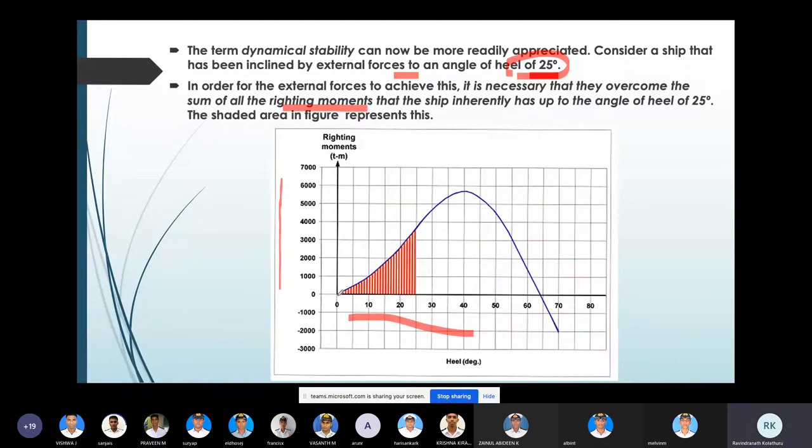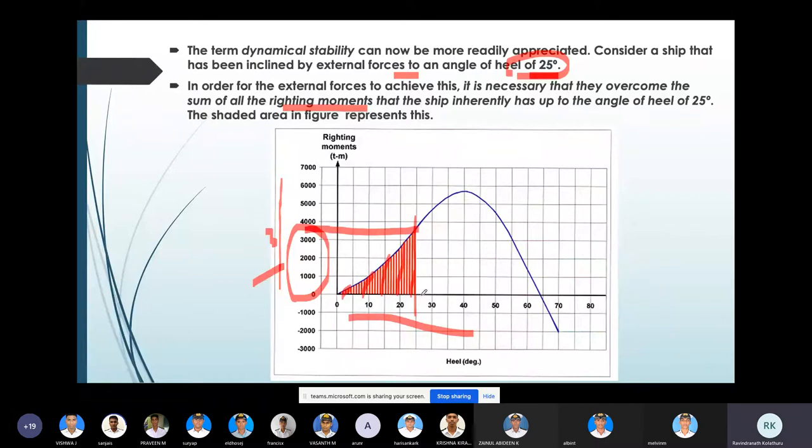So your vessel is heeled up to 25 degrees. I drop a vertical here. Now, from 0 to 25, this area is the amount of work done, or this is the dynamical stability. So if you want to calculate the work done, if you draw a horizontal here, it is up to somewhere around 3,500. So it is the sum of the moments from 0 to 3,500. The sum of all the righting moments will give you the dynamical stability. So it is basically the area under the righting moment curve up to an angle of heel of 25 degrees.